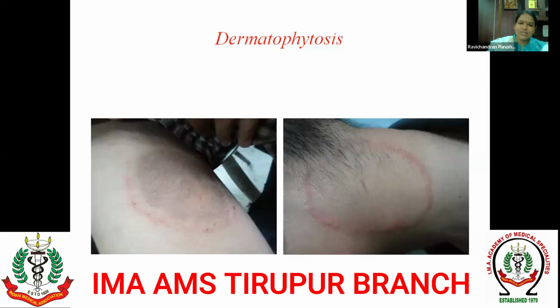And one more thing, the patient will not be happy with what we advise. Once you stop the treatment, there will be a flare-up. The patient will not be happy with our advice.